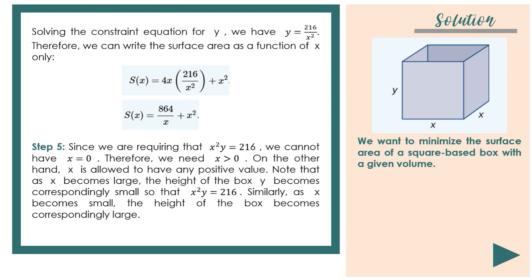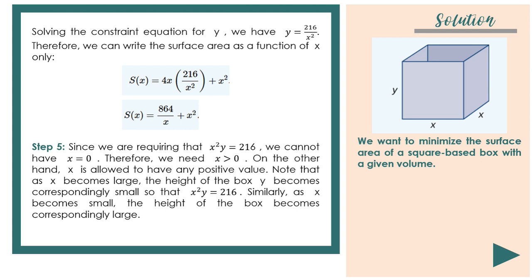Okay, so continuing sa aton nga solution, solving sa constraint natin, we will have y natin will be equal to 216 all over x squared. Therefore, we can write the surface area as a function of x only. So, substitute kita sa values ng y, so we have 4x times 216 over x squared plus x squared.